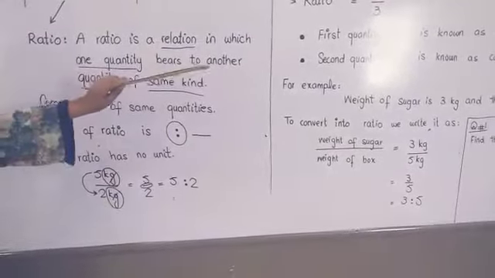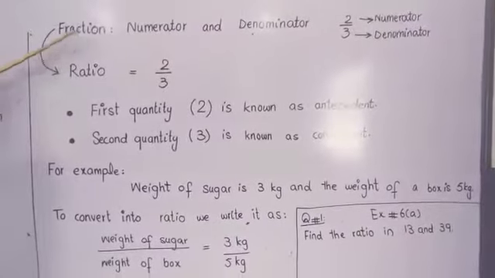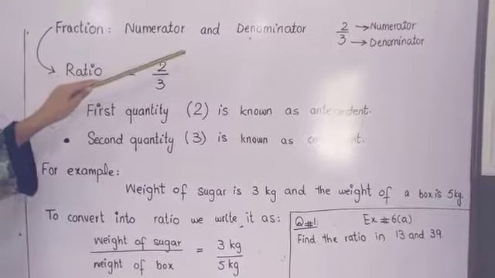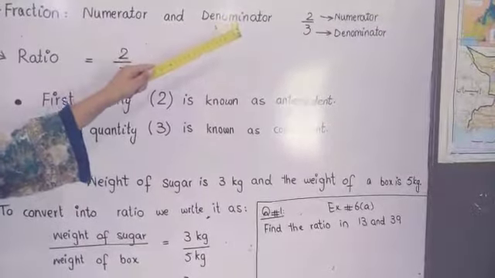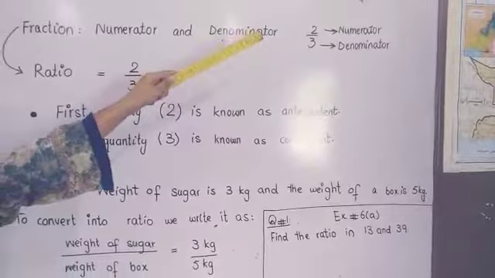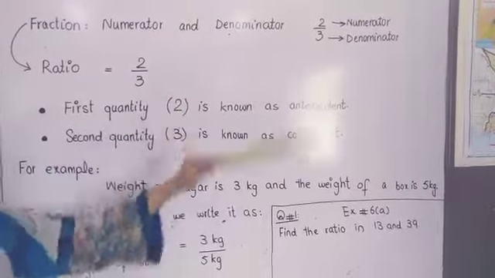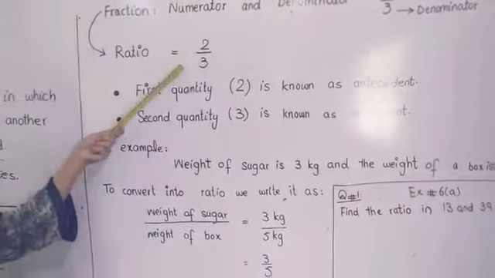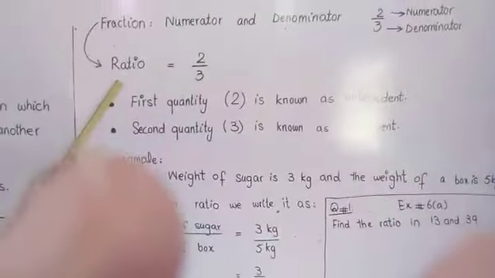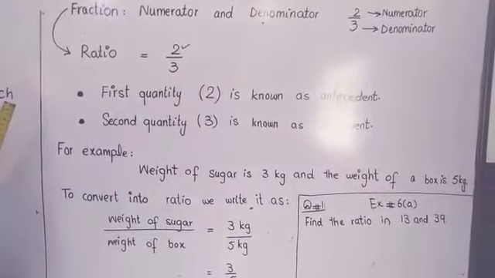Now we are going to discuss that ratio is also a type of fraction, as there are two terms in the fraction which are numerator and denominator. If we write the fraction 2 over 3, the number above the line which is 2 is known as numerator and the number below the line which is 3 is known as denominator. Same like this, if we take the same example and convert it into ratio, as I said, this is the first quantity and this is the second quantity.